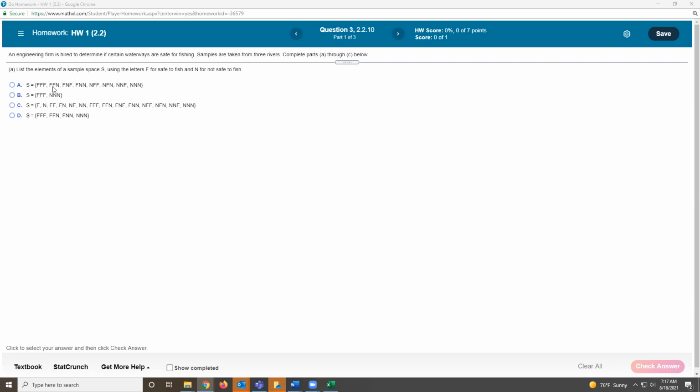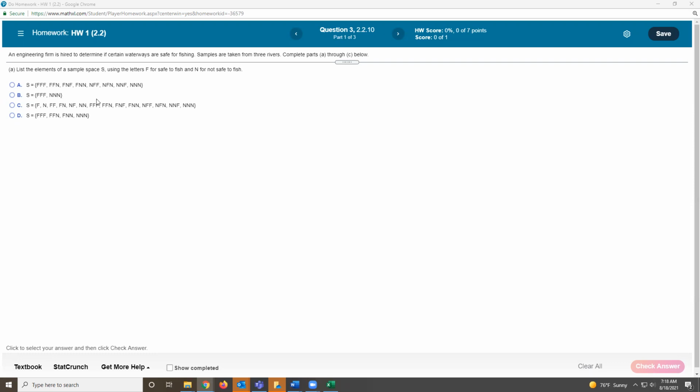So FFN means that the first and second are safe, third is not. FNF means first is safe, second is not, third is. And similarly here. So in this, we've considered the case where all 3 are safe, we've considered the case where 2 of them are safe, and then we look at the case where 1 of them is safe.